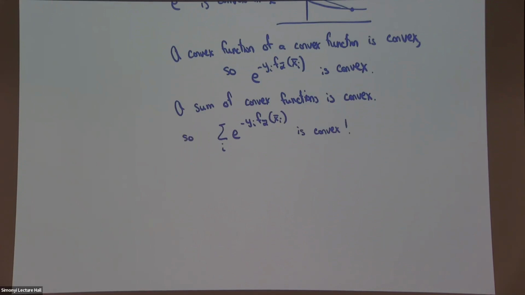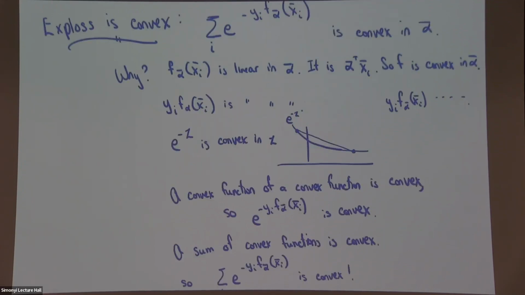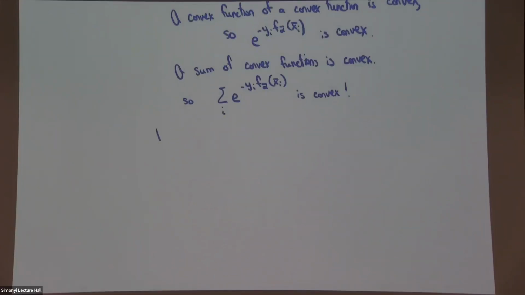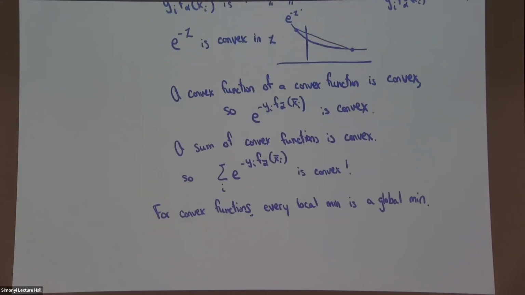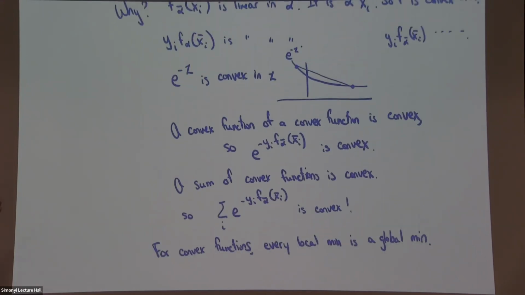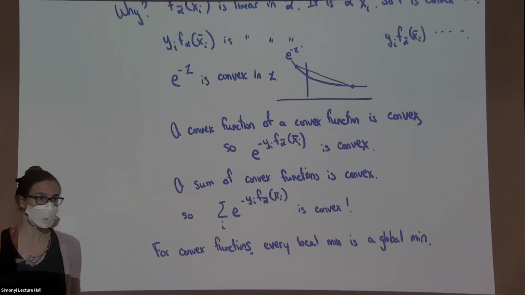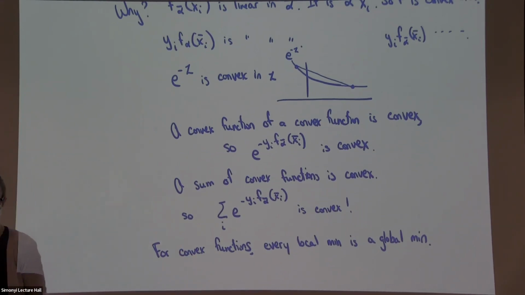Great. And why do I say it's easy to minimize? It's because for convex functions, every local minimum is a global minimum. So all you have to do essentially is slide down this function and you will get to something that globally minimizes it because it's convex.